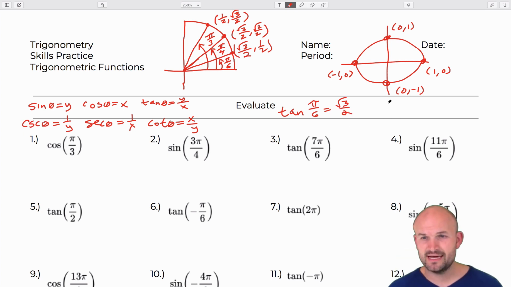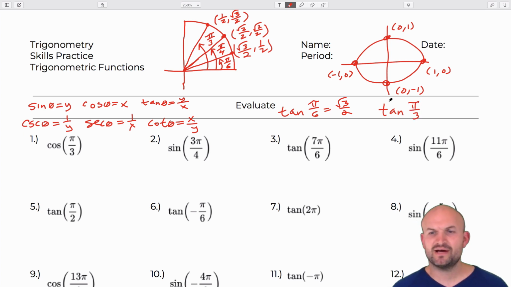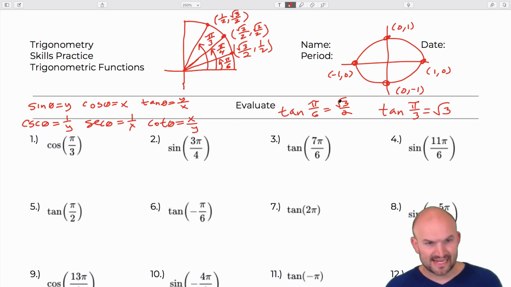All right, and then I'm going to evaluate the tangent of pi over 3. And tangent of pi over 3 is going to equal square root of 3. Okay, and that's basically square root of 3 over 2 divided by 1/2. So I think this is the basic information that I want to have.